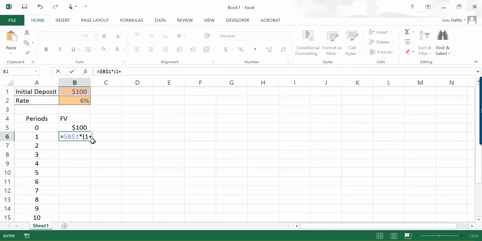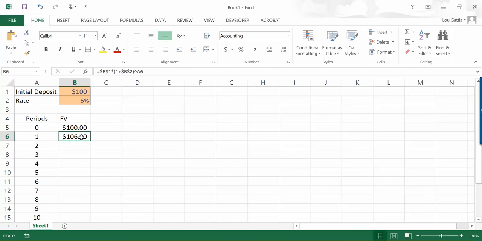Times 1 plus the interest rate. I'm going to anchor that. Raised, and I'm going to use the little hat there, to the first power. So now you can see, I'm going to change the format to dollars, that at the end of 1 year you'll have $106.